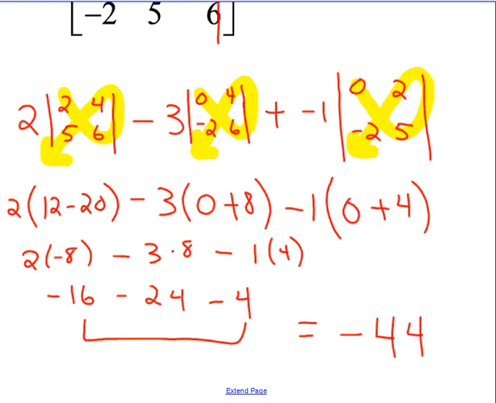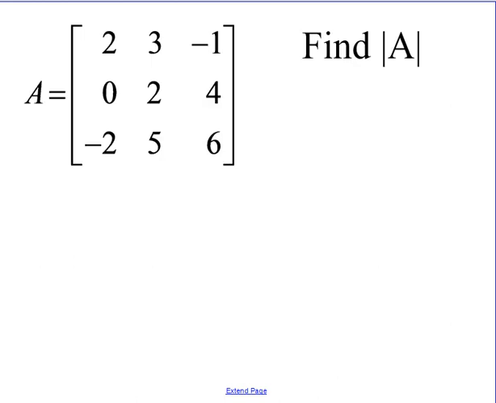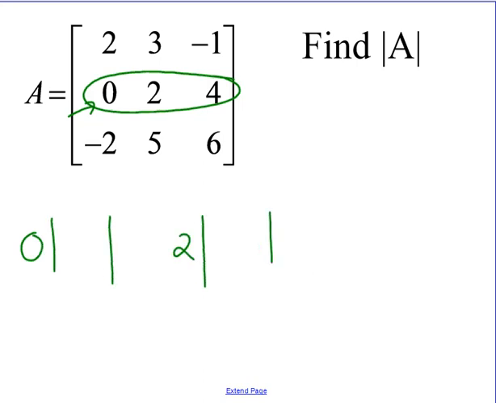Now, in my instructions, I said you can use any row or column. We usually do the first row, but that's not necessary. So we're going to show the same process here, but instead of using the first row, I'm going to use the second row. The reason why is because of this 0. If you can find a row or column that has a lot of zeros, it's going to make it much easier to find the determinant, because remember, what I do is I take each element and I multiply by its minor, which involves the determinant.